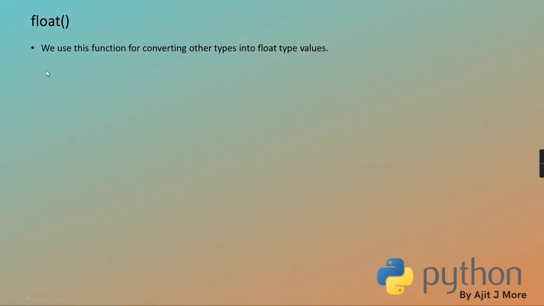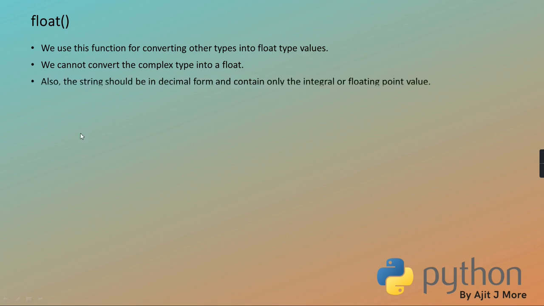Quickly we'll go through the slide. We use this function for converting other types into float type, any other data type to float. The rule is we cannot convert complex to float, as with integer. String can also be converted to float, but the string should contain a floating point value. The string should be in decimal form and contain only an integral or floating value. String to float is legal, integer to float is legal, boolean to float is legal, but complex to float is not legal.